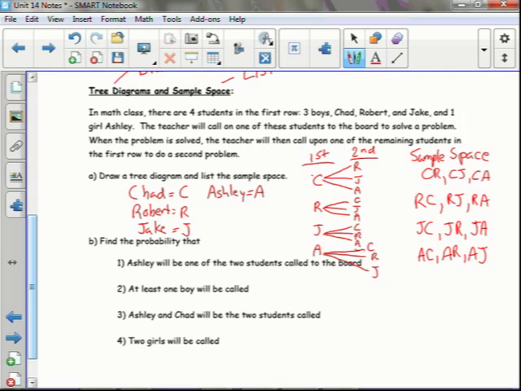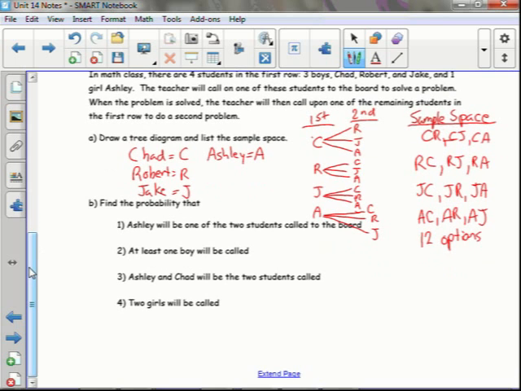Sometimes you could draw both, but so we see we've got the tree diagram and the sample space. So you have 1, 2, 3, 4, 5, 6, 7, 8, 9, 10, 11, 12. So there are 12 options that she has here. So now find the probability that Ashley will be one of the 2 students called to the board.